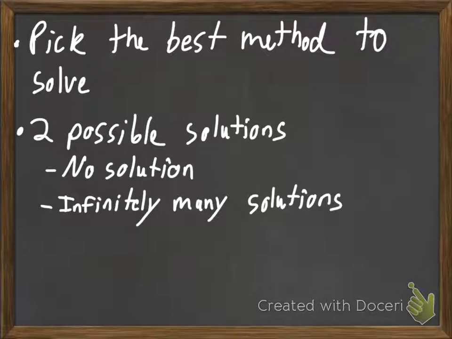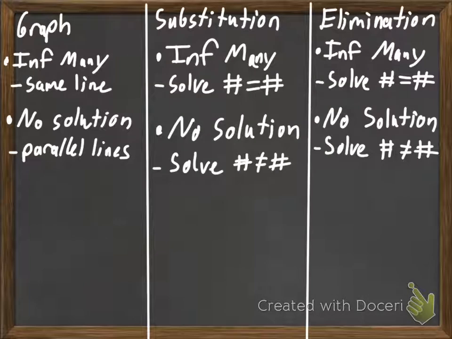Whenever we're doing these, you're going to have two possible solutions. You're either going to have no solution, meaning there's no answer to the system, or you're going to have infinitely many solutions, which means no matter what numbers you pick for x and y, it's going to be right. So, we have some rules to figure out which is which. Here we have graphing, substitution, elimination, and the reasons for infinitely many or no solution.